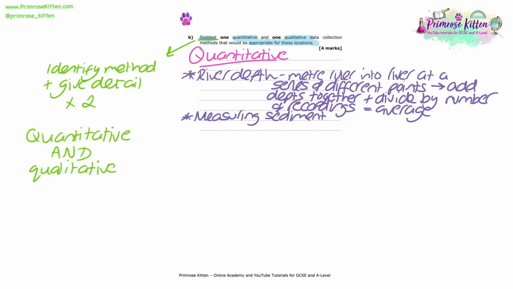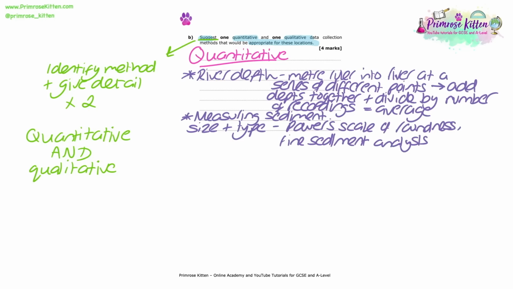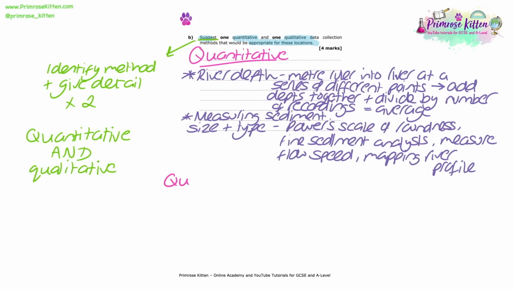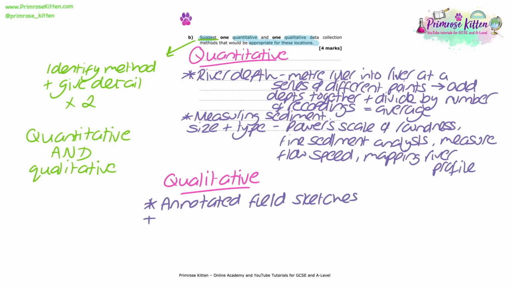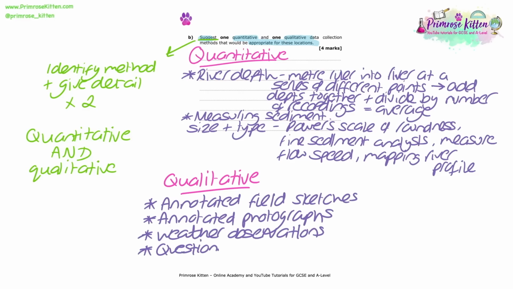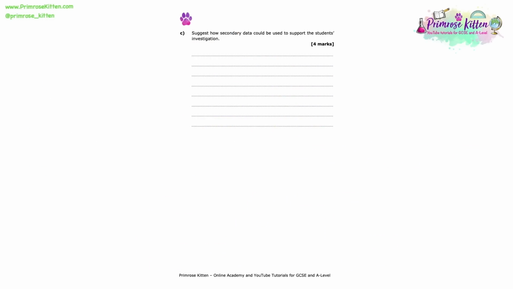Another method might be to measure sediment size and type, using Powers' scale of roundness or fine sediment analysis. You might also measure flow speed and map the river profile. Qualitative methods, on the other hand, might include annotated field sketches, annotated photographs, or conducting a questionnaire or interview based on a set number of questions.